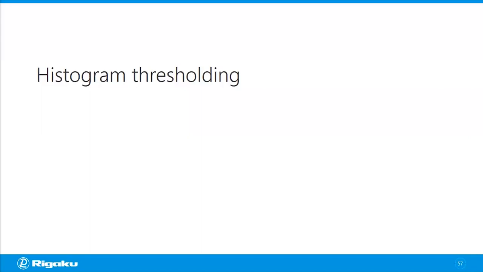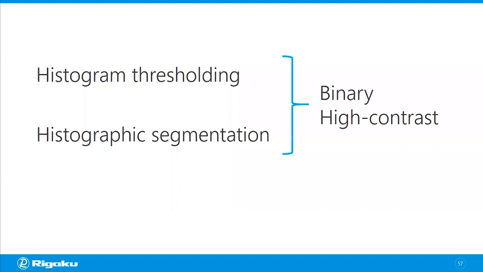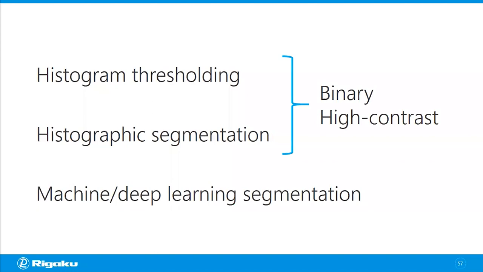Histogram thresholding-based segmentation or histographic segmentation, both of them can work pretty well if you have a binary system with high contrast. When I say a binary system, I mean that you have only two phases in the system. Now, if you have more than two phases, three, four, five phases, or you don't have a good contrast, then I think machine learning or deep learning-based segmentation would work a lot better.